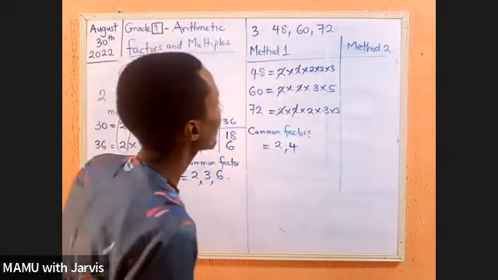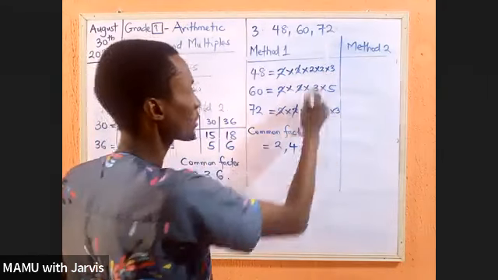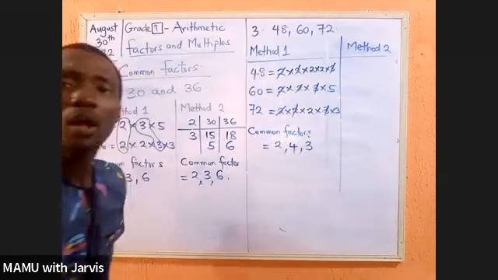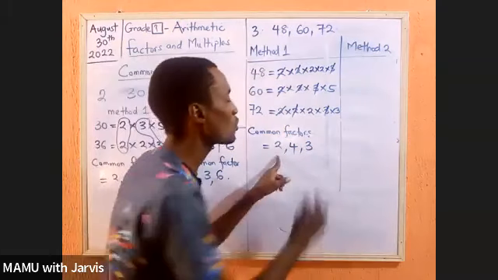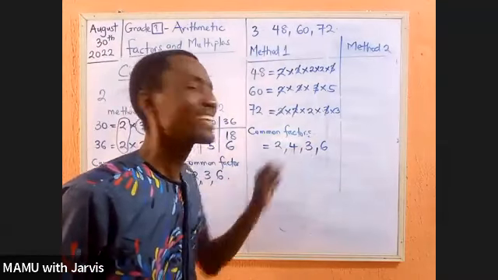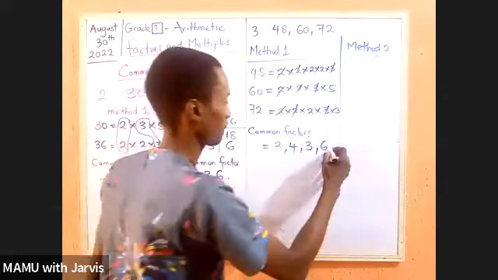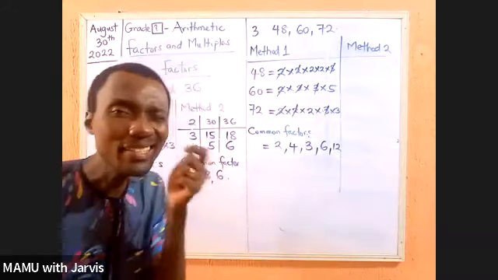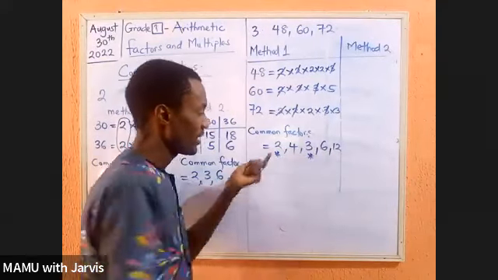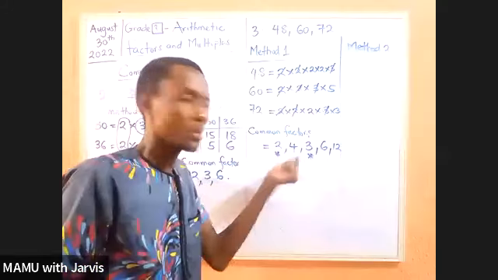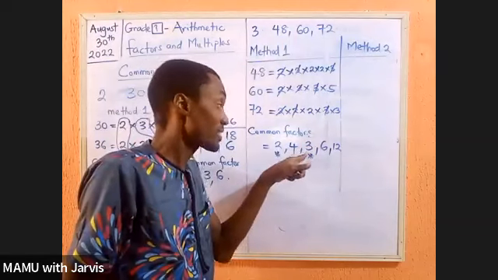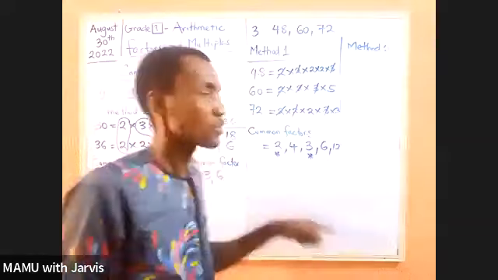Now I check again. What else can I see? I can see 3. There's no other 2 common. I'll put 3. If I can see 3 and 2, I can see 6. If I can see 4 and 3, I can see 12. So take note of when you're arranging this, you see what you need to critically look at. 2 index 2 is 4. If I can see 4, then I can see 12. If I can see 2 and 3, I can see what? 6. So that takes care of method 1.